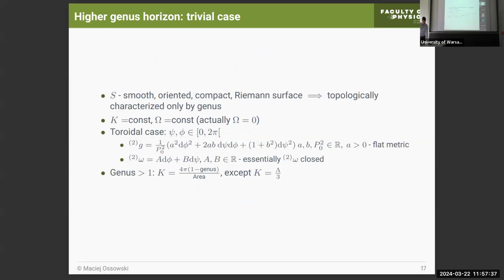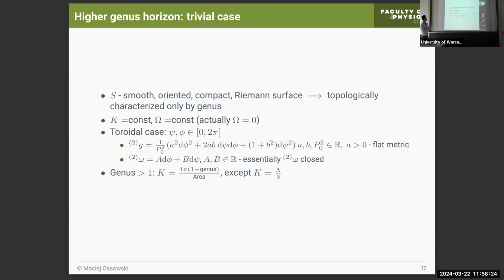So the other type of horizons are the horizons of higher genus sections, which, as I have said, has already been solved in the trivial case, of course only in the sense of topology. So it was assumed that they have the topology of the product of S times the real line. And S is for us just a smooth oriented compact Riemann surface. Essentially, we assume everything so that those surfaces can be characterized only by genus.